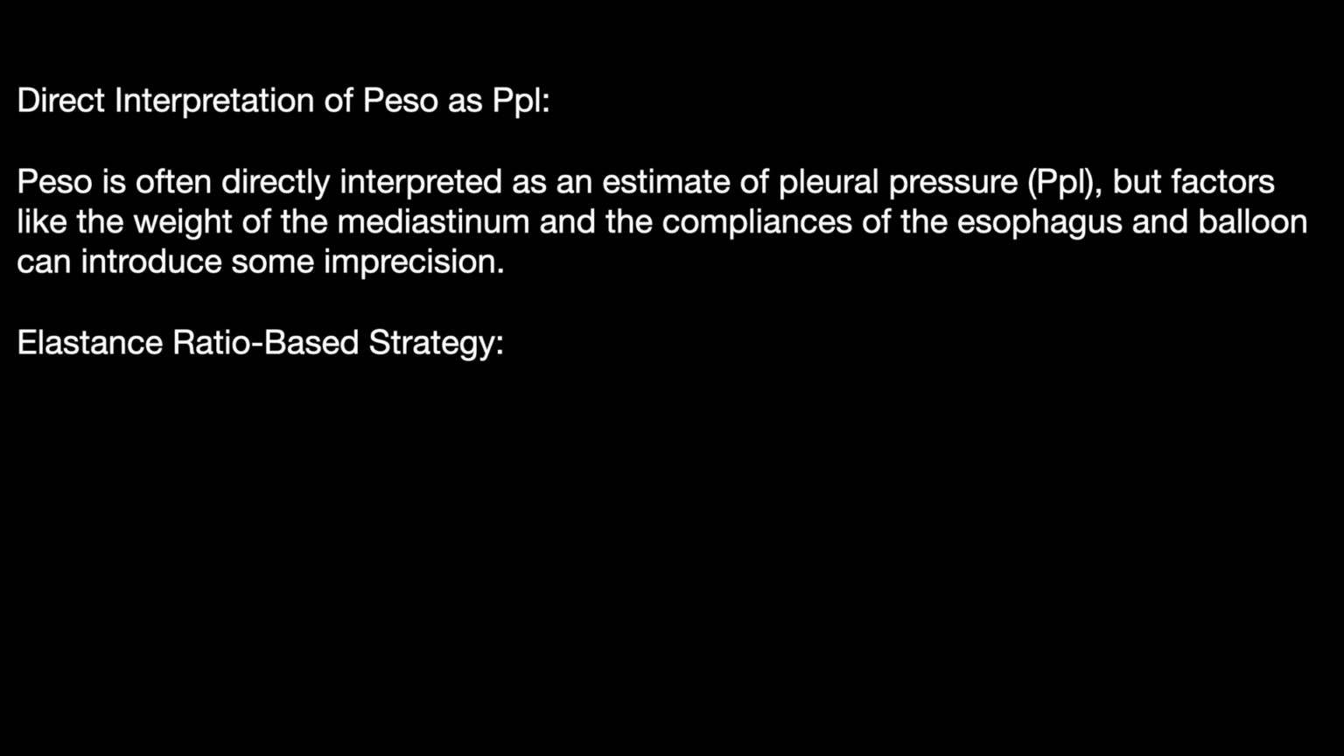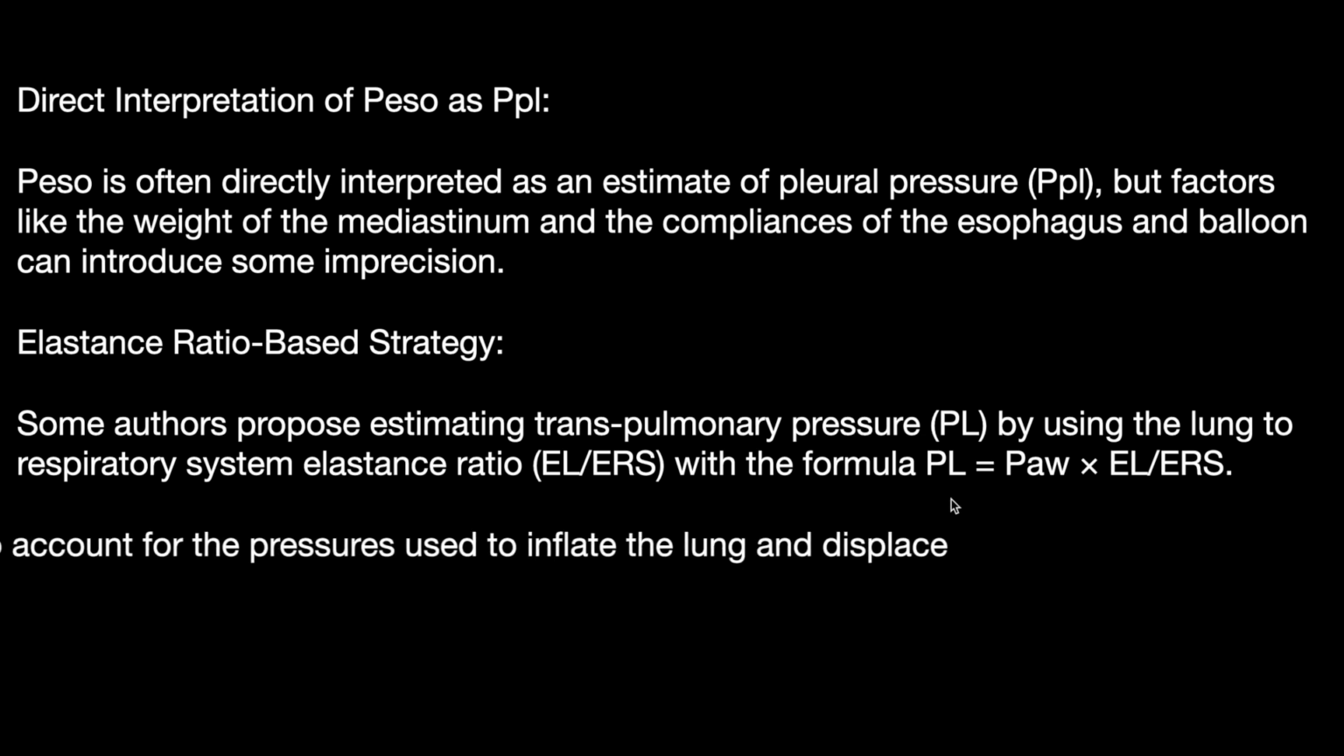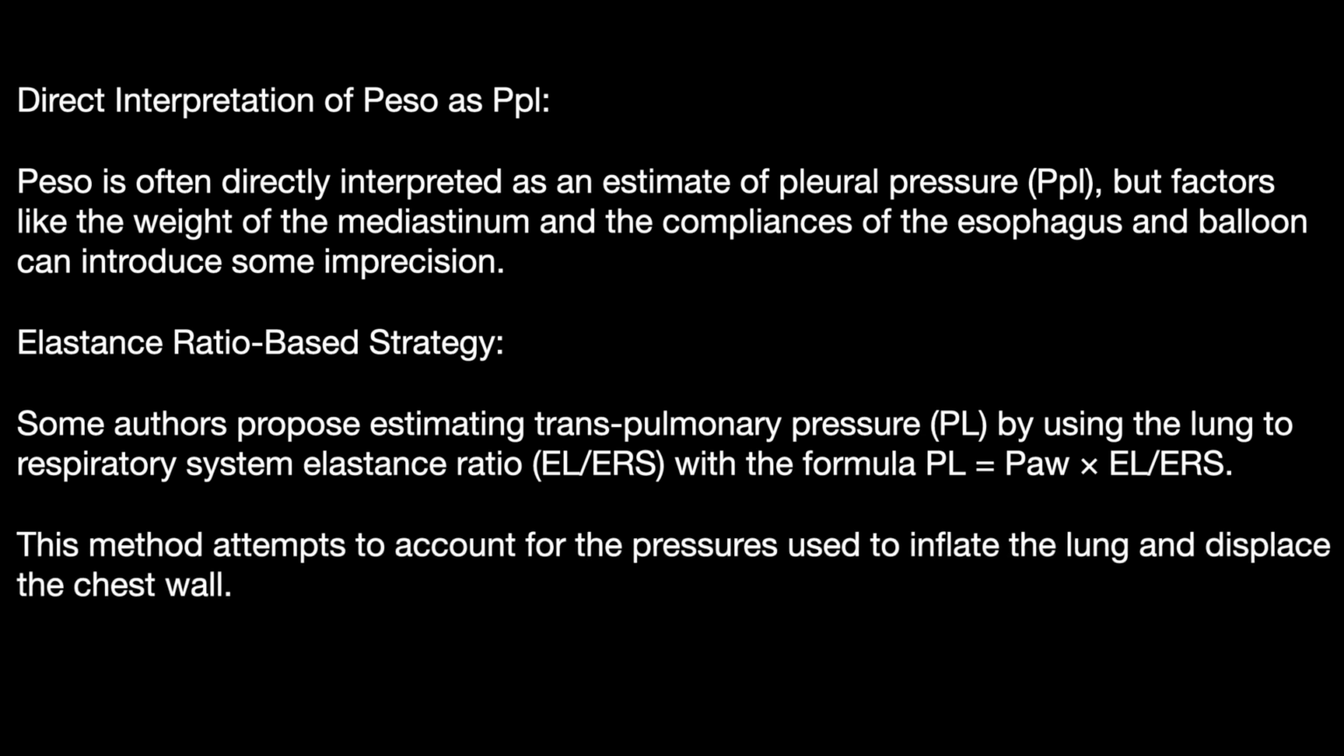So there is something called the elastance ratio based strategy. Some authors propose estimating the transpulmonary pressure by using the lung to respiratory system elastance ratio. This is the elastance of the lungs. This is the elastance of the respiratory system. This is the plateau pressure minus the esophageal pressure divided by the tidal volume. This is the plateau pressure divided by the tidal volume. So you get a formula like this. This method attempts to account for the pressures used to inflate the lungs and to displace the chest wall.